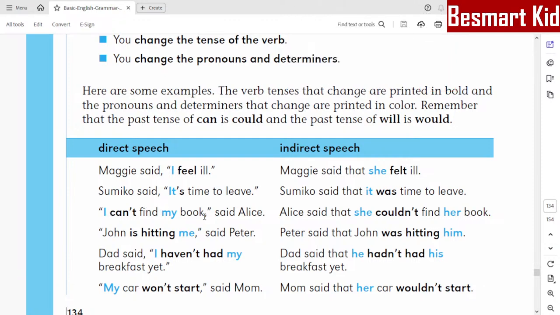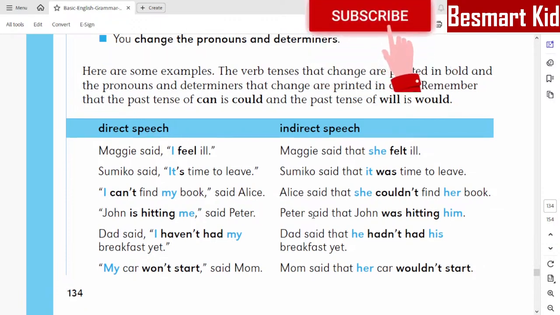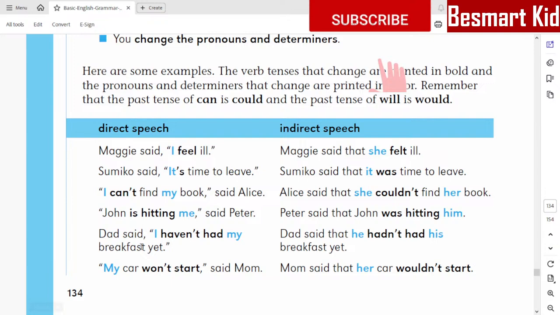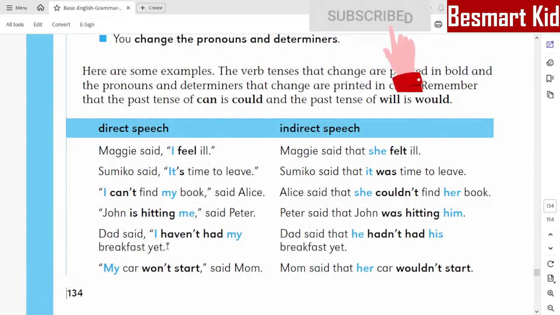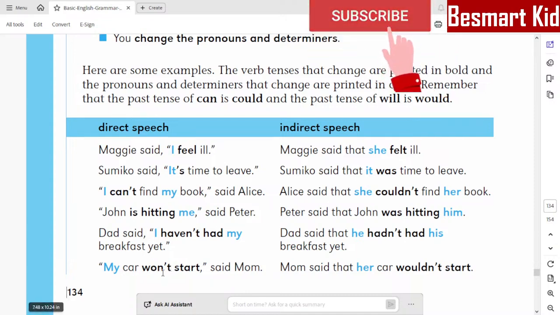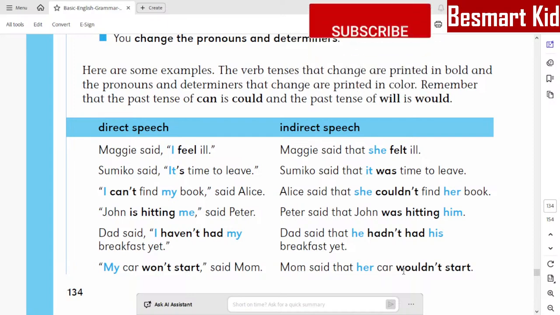"I can't find my book," said Alice. Alice said that she couldn't find her book. "John is hitting me," said Peter. Peter said that John was hitting him. Dad said, "I haven't had my breakfast yet." Dad said that he hadn't had his breakfast yet. "My car won't start," said Mom. Mom said that her car wouldn't start.